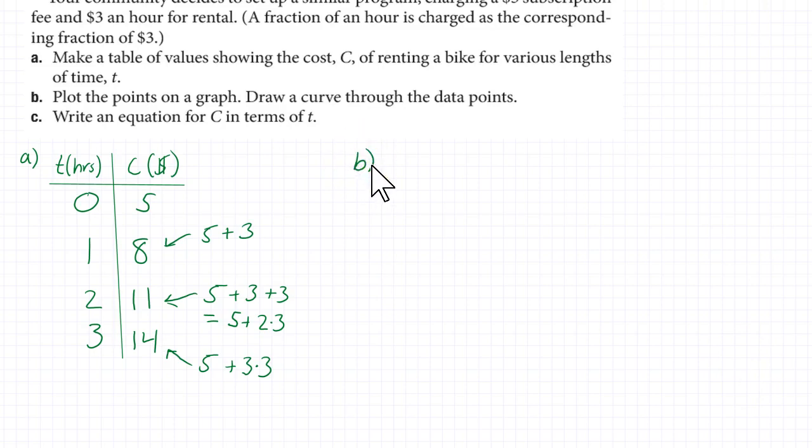Now for part B, to plot these points on a graph, what we're going to do is first realize which is going to be the horizontal axis and which is going to be the vertical axis. So we're going to have a horizontal axis and a vertical axis. The thing that you want to be represented on the horizontal axis is going to be the thing that you're sort of thinking of as input here.